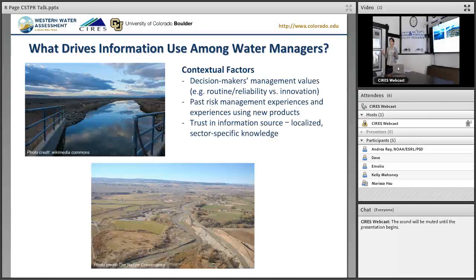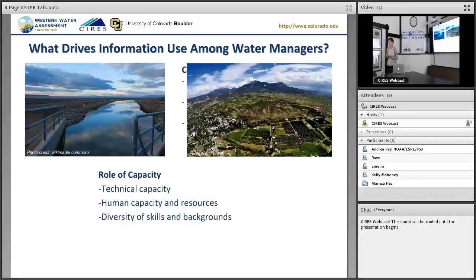Human capacity and resources is shown to be really important for being able to participate in co-production processes, to go to workshops, to spend the face time with scientists and engage in that iterative process. It's very time and resource intensive.